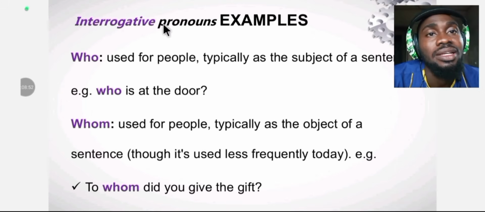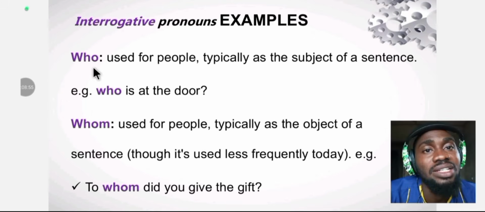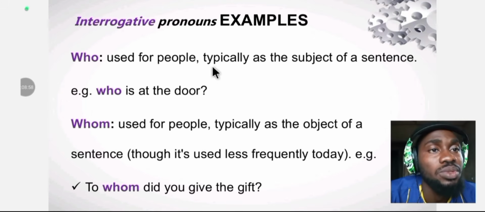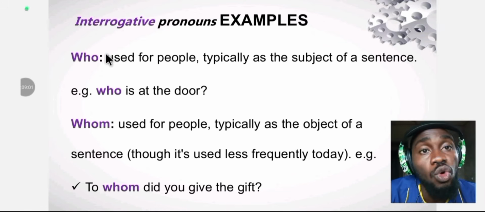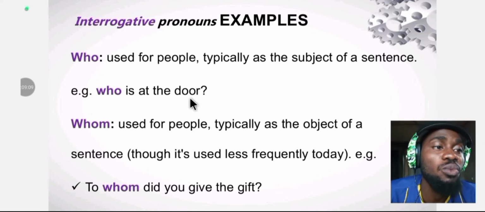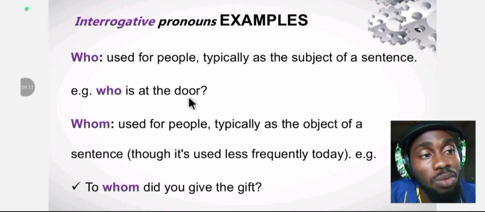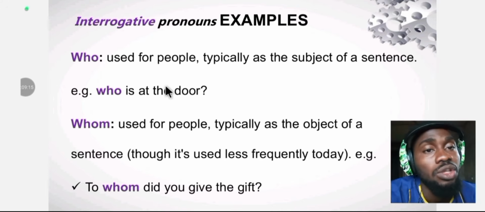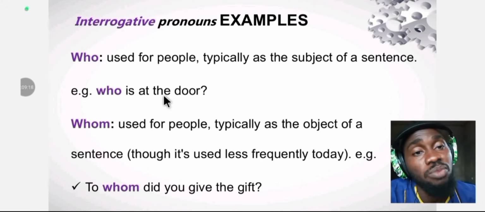Moving on, still under interrogative pronouns, the first we are treating here is who. Who is used for people, typically as the subject of a sentence. For example, who is at the door? Most of the time we use who in the subject position, but sometimes because of grammatical laws, you can find who in the object position.